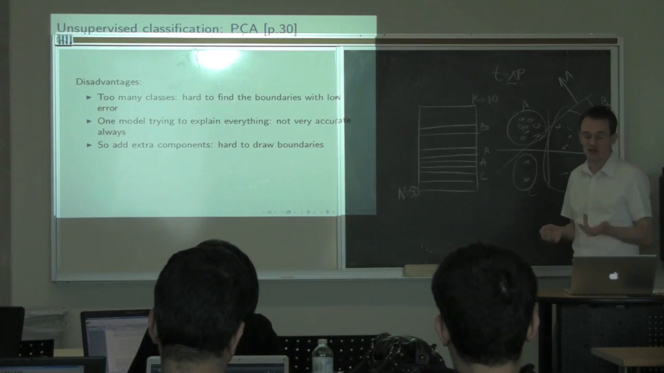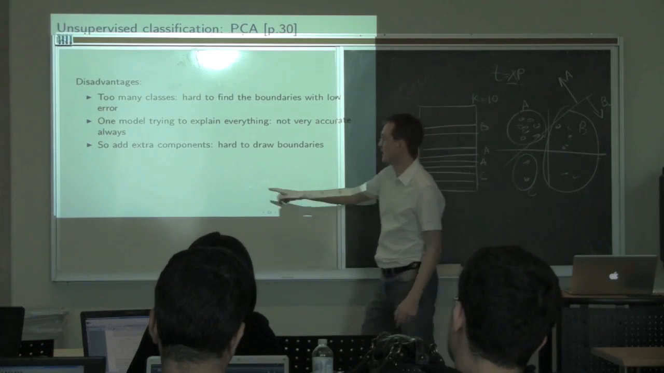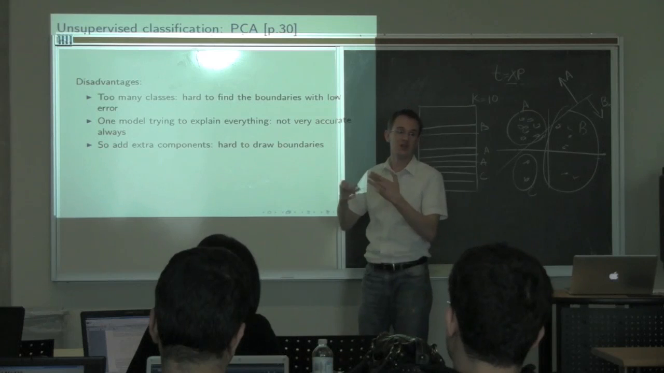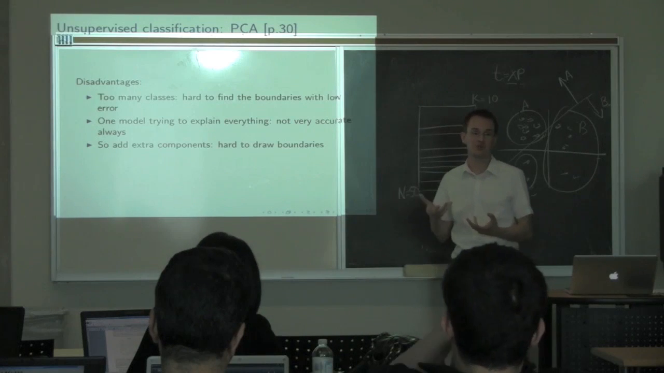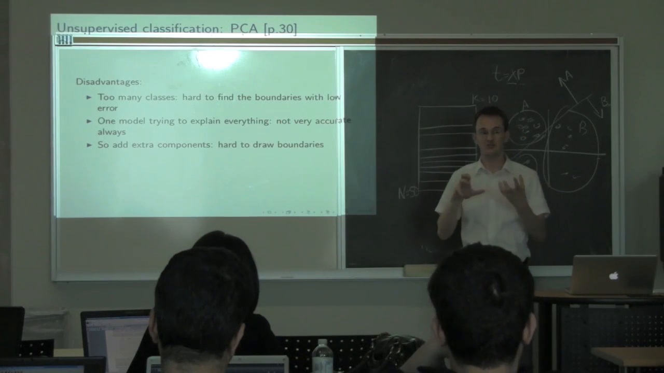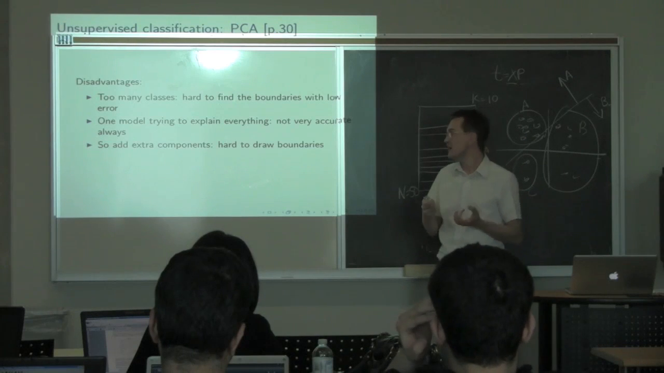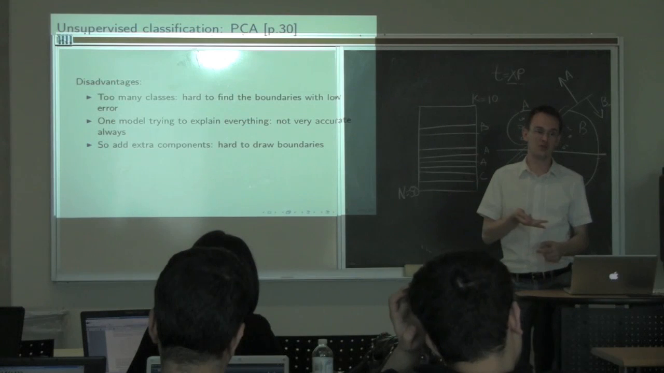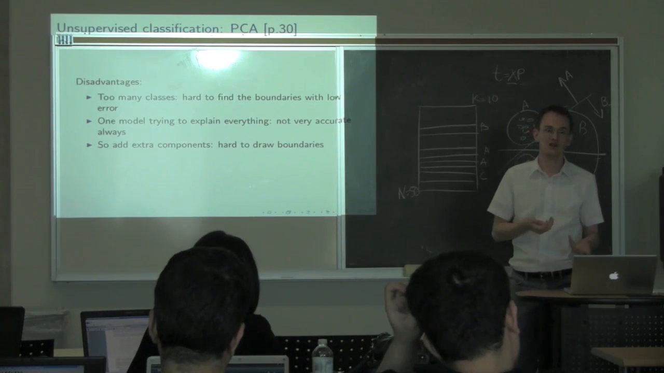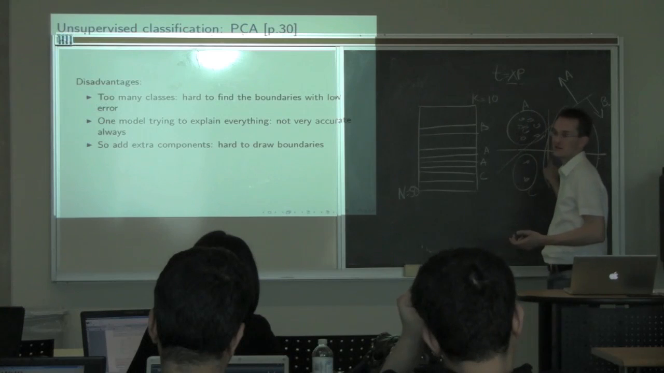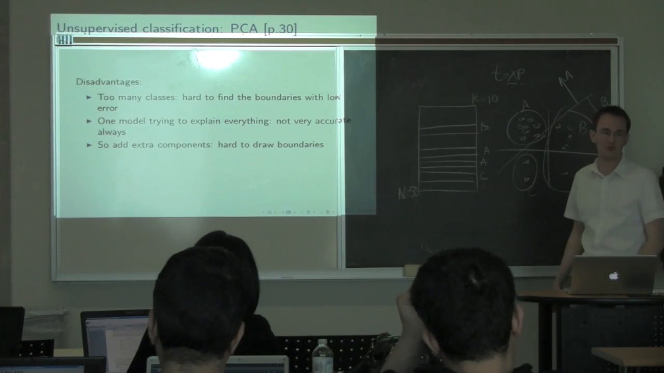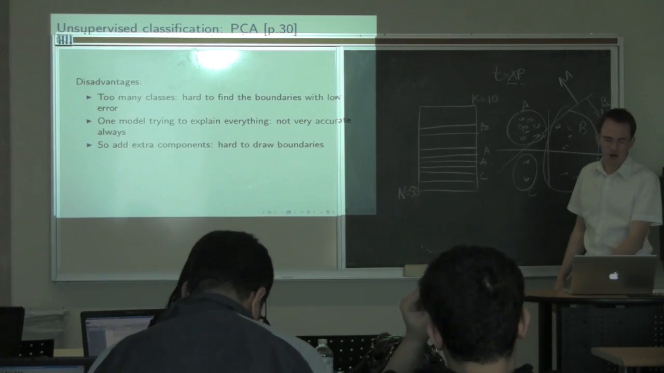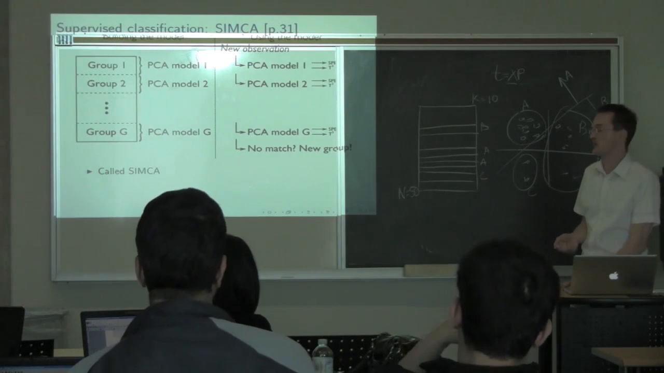So like you just mentioned, you could have cases where you need these extra components, and it's really hard to draw the boundaries, because if you've got three or four or five principal components, you're in a five-dimensional space. Because we said with unsupervised classification it's the human responsible for drawing those boundaries, then it's really tough. So it works well for simple cases like this, but when you've got many components, it becomes harder. Okay, so let's take a look at what supervised classification is.